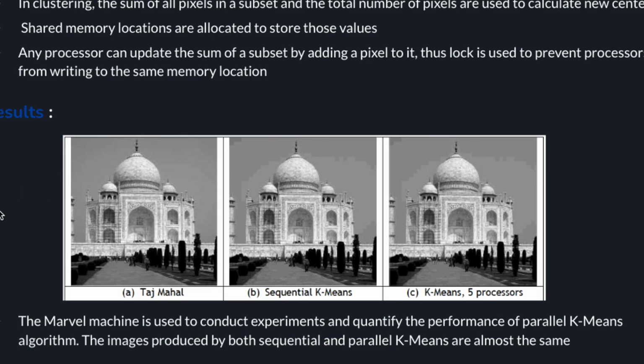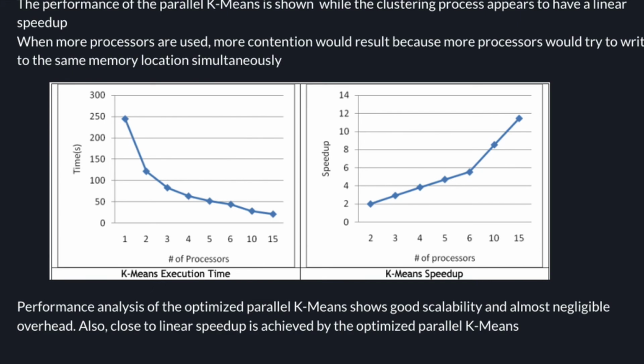To get the results, a Marvel machine is used to conduct the experiments and quantify the performance of the parallel k-means clustering algorithm. The images produced by both sequential and parallel k-means are almost the same. The performance of the parallel k-means is shown, and the clustering process appears to have a linear speedup in execution time. When more processors are used, more contention would result because more processors would try to write to the same memory location simultaneously.